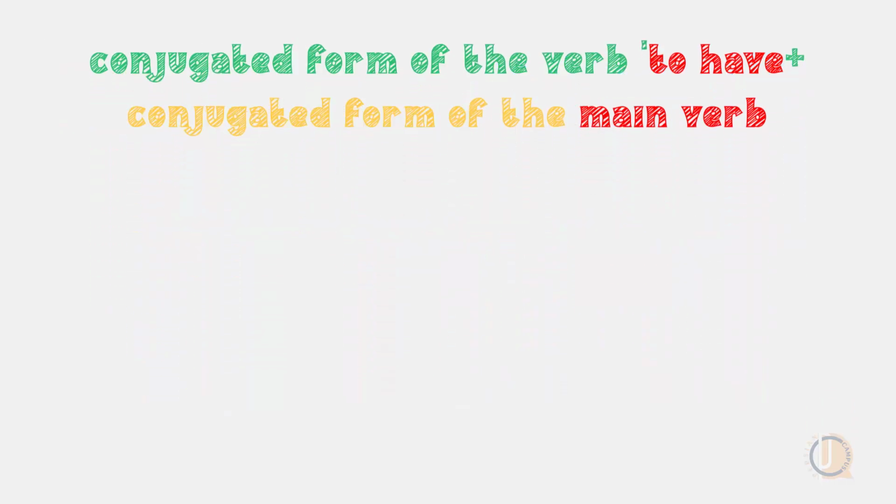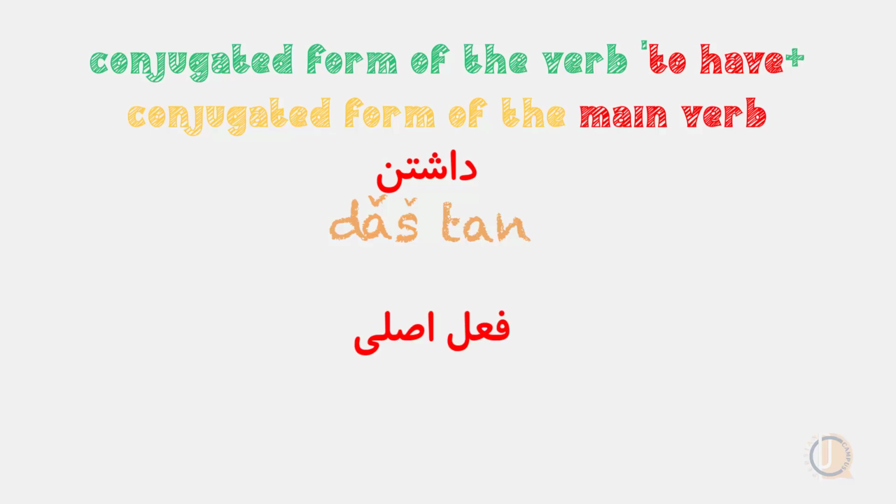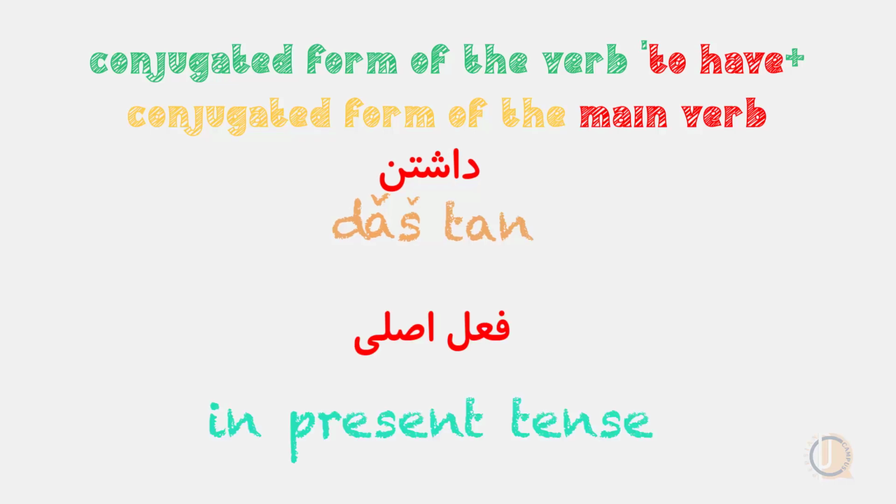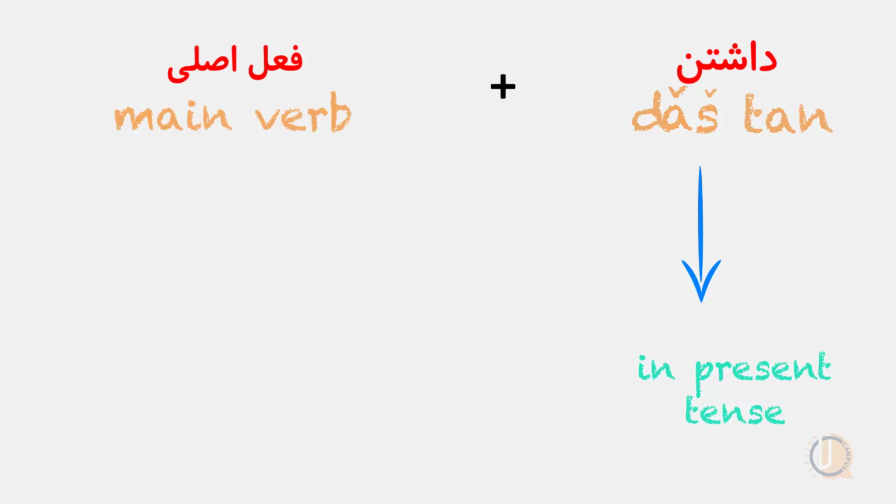The general structure of this tense is like this. The conjugated form of the verb داشتن, to have, plus the conjugated form of the main verb in the present tense. It means we have to conjugate the verb داشتن as a normal verb in present tense for person and number, and then add it before the main verb. Do you remember how we conjugate داشتن in present tense?